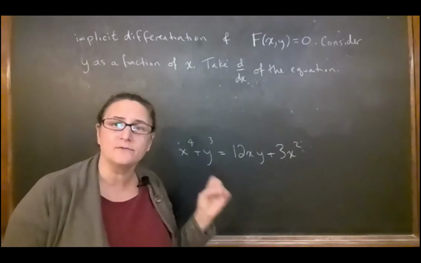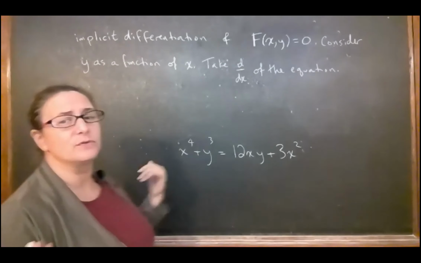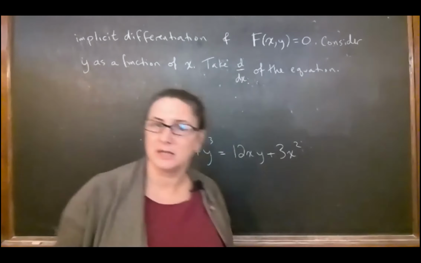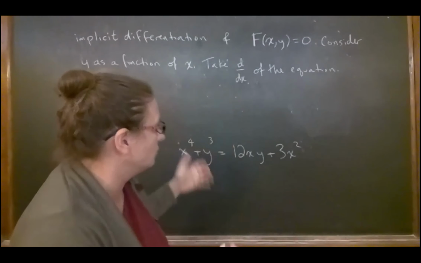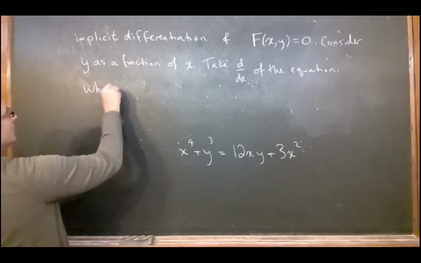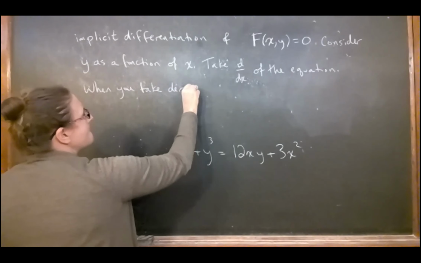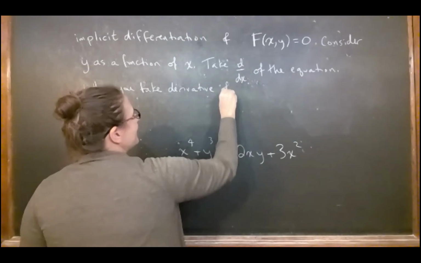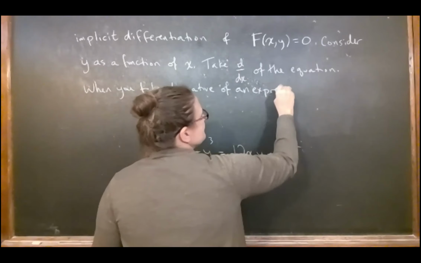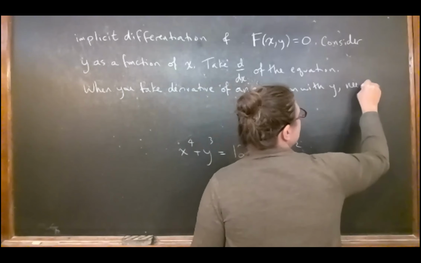The trick, or the thing that you have to remember, is that y is a function of x. So when I take the derivative with respect to y, I have to use the chain rule. When I take the derivative with respect to x, I'm just taking the ordinary derivative with respect to x. Maybe I have to use the chain rule if it's a complicated function, right? But when you take the derivative of an expression with y, you need the chain rule.